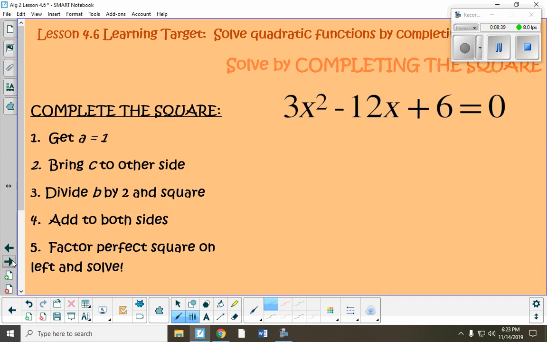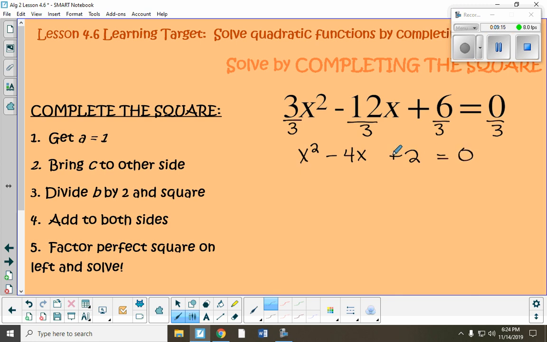So let's talk about how we would solve a problem. You'll notice we have a trinomial here. There happens to be 0 on this side. How would we solve one of these when it's not a perfect square trinomial? Well, the steps for completing the square are as follows. Step 1, we want the a value to be 1. So if there's a number that is greater than 1 or that's not 1, divide every term by that number. So that gives us x squared minus 4x plus 2 equals 0.